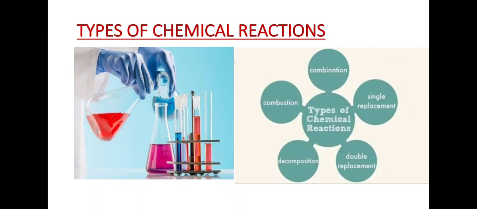But before that, we should know what chemical reactions are. Chemical reactions are processes by which one or more substances transform into new substances having entirely different properties from the original substances. During chemical reactions, the substances which react to form new substances are called reactants, whereas the new substances formed after a chemical change are called products.